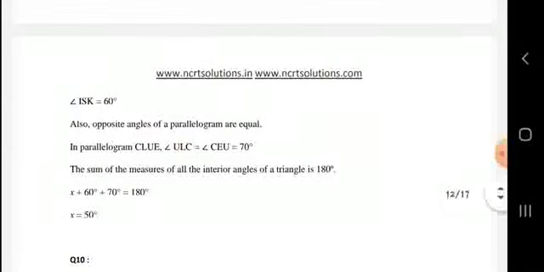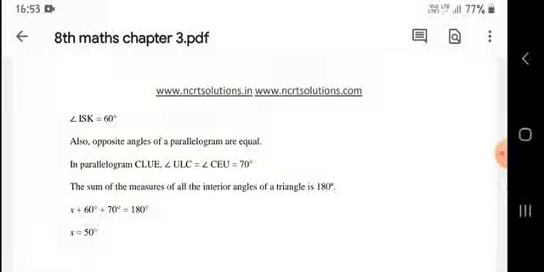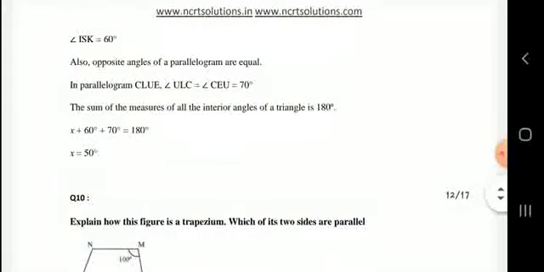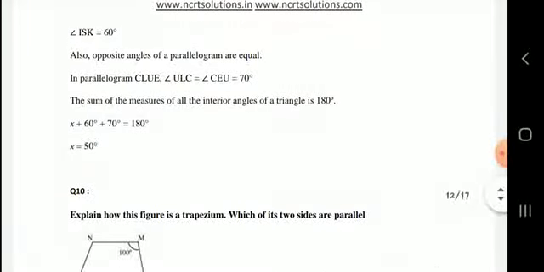So therefore, in that triangle, angle UAC is equal to angle CEU. So therefore it will be 70 degrees. So therefore x plus 60 degrees plus 70 degrees is equal to 180 degrees. So therefore x is equal to 50 degrees.